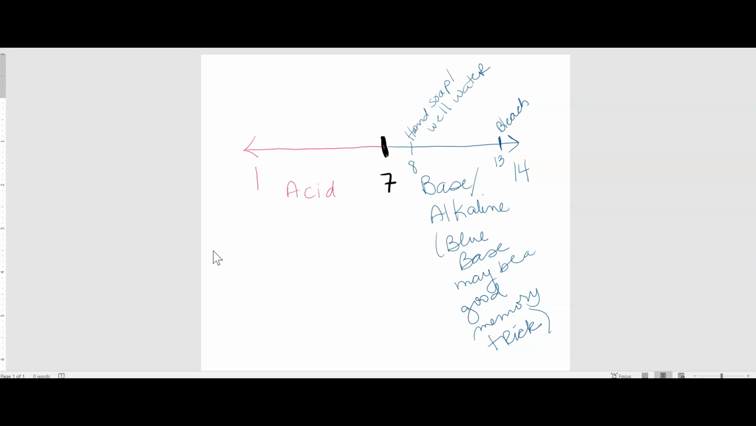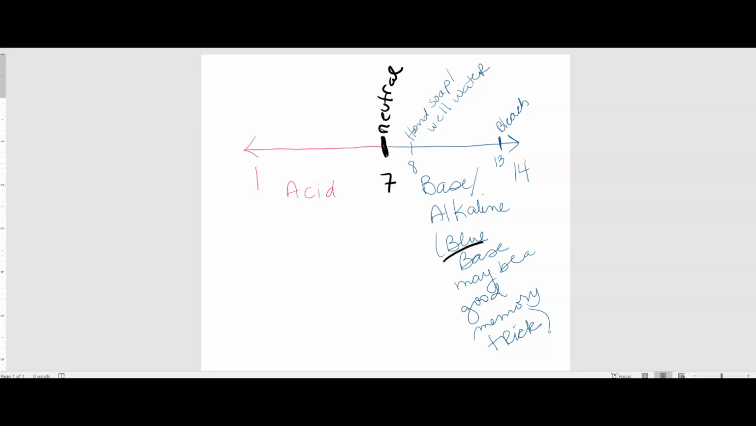I've drawn out an acid-base spectrum. On the left-hand side, 1 to just under 7 is acids. Just over 7 to 14 is bases. And then 7 is neutral. So if color works for you, you could think about blue bases.